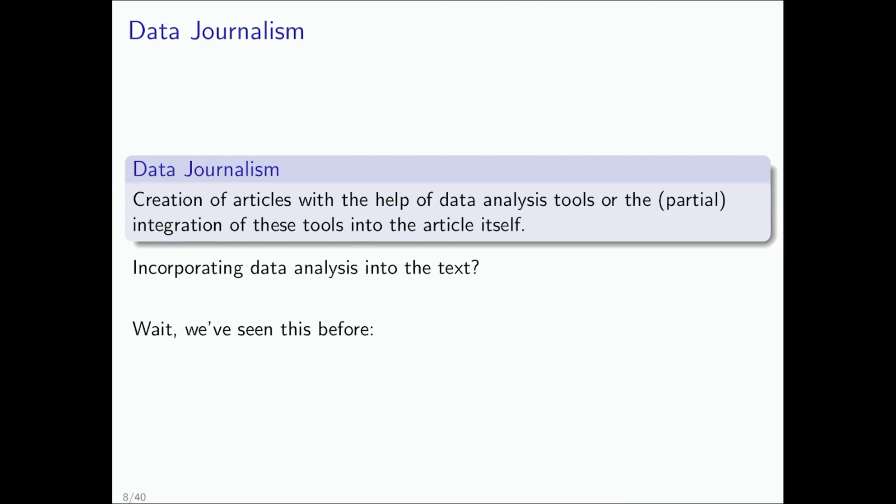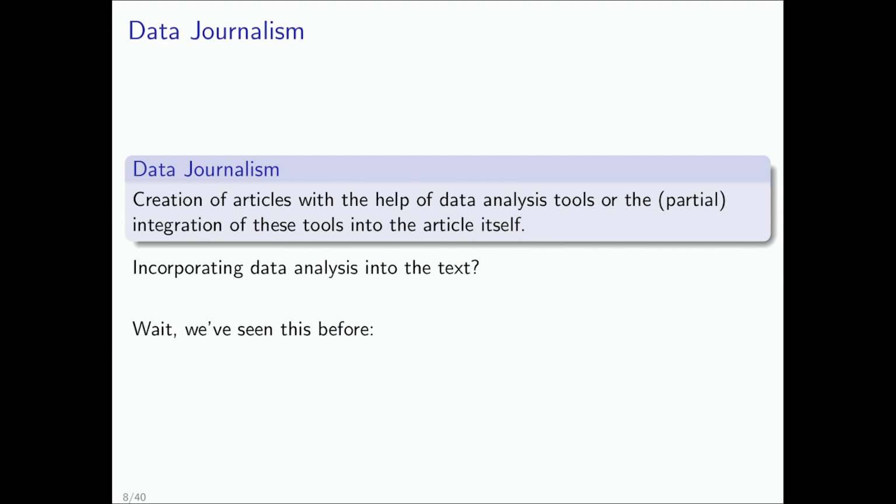So what is data journalism? That's the creation of articles with the help of data analysis tools or partially the integration of those tools into the article itself. Yeah? So we have a tool that is like a visualization tool allowing us to highlight certain points or to zoom in and out and stuff, and that's integrated into the article written by the journalist.